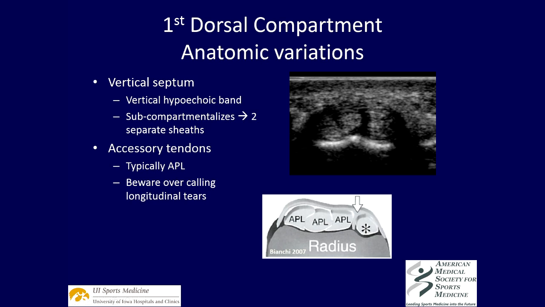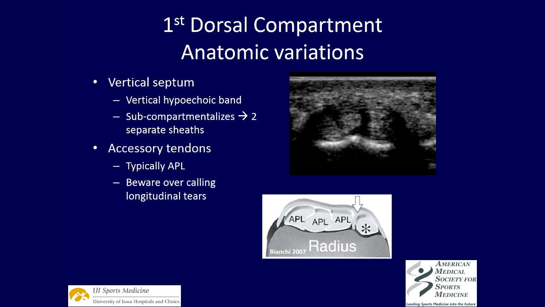There are a few anatomic variants that warrant further discussion. There's a vertical septum that can be seen separating the two tendons and effectively subcompartmentalizing the first dorsal compartment. And oftentimes this will be represented by a hypoechoic vertical band and an associated osseous ridge, as we see in this image here. So this is important because this has been associated with pathology, as well as can have implications for procedures about this area.